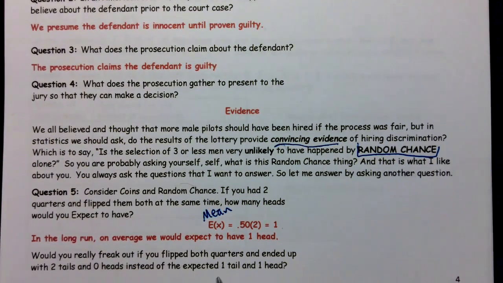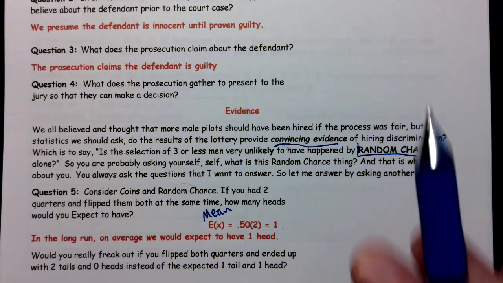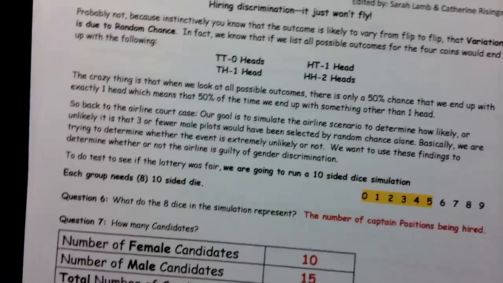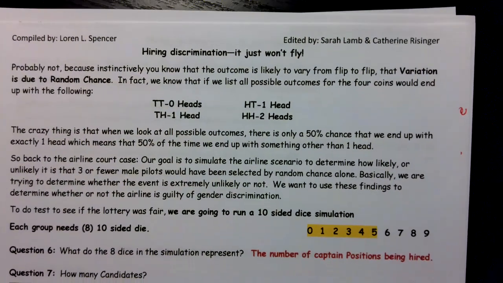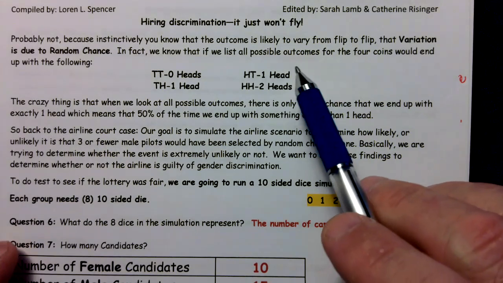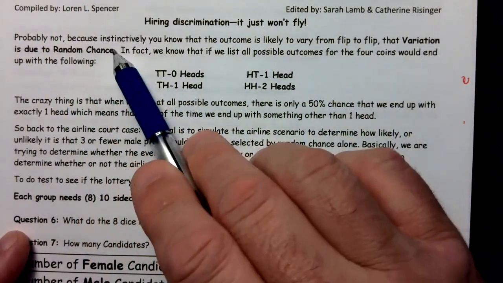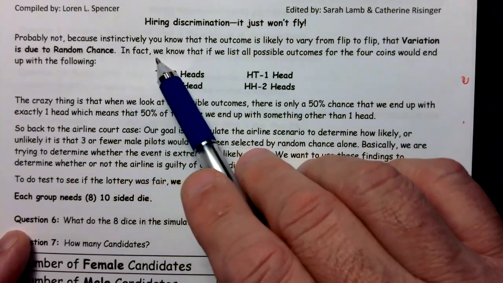But my question is, if we were to flip two coins, would you really freak out if you flipped both quarters and ended up with two tails and zero heads instead of the expected one tail and one head? I'm going to say probably not. Consider this. You know that the outcome is likely to vary from flip to flip, and that variation is due to random chance. That's the random chance we're talking about.